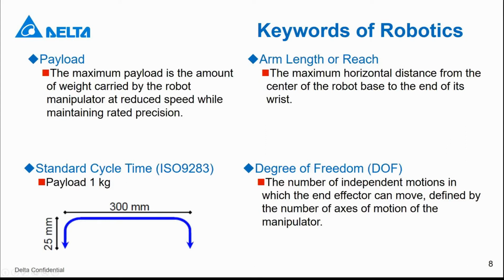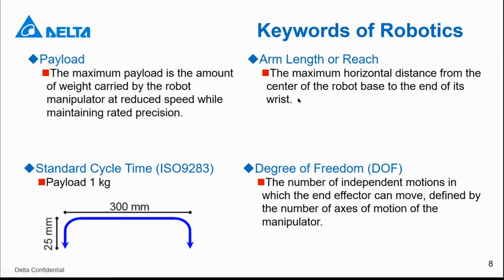On the first page there are four important keywords of robotics. First is the payload. Payload means how heavy your gripper or object or workpiece at the end effector of the robot will be. This is very important because when you are choosing a robot, you need to choose one whose payload is higher than your workpieces. Then the robot can handle the workpieces. So this is the first keyword.